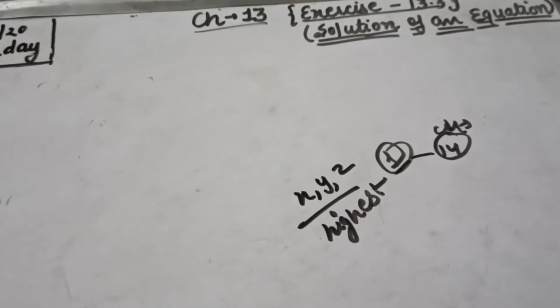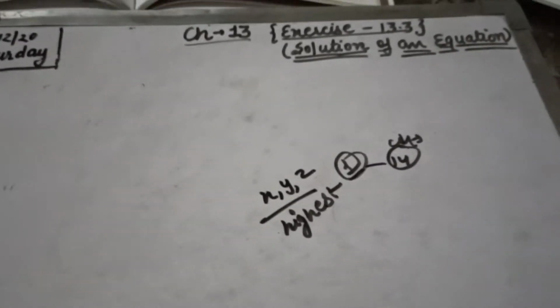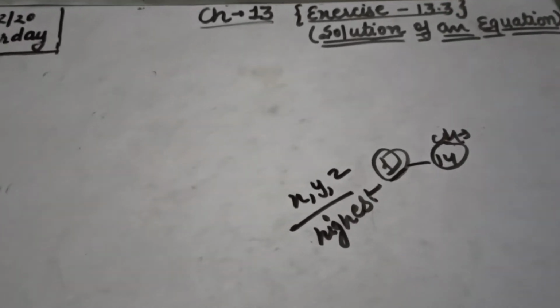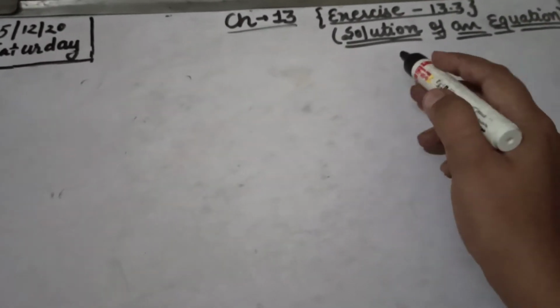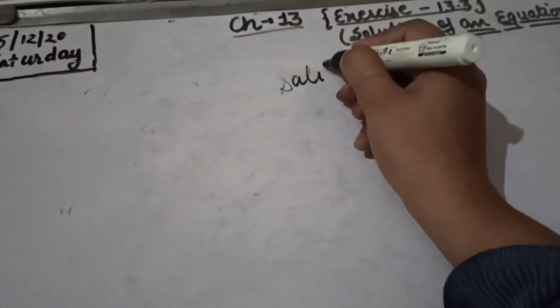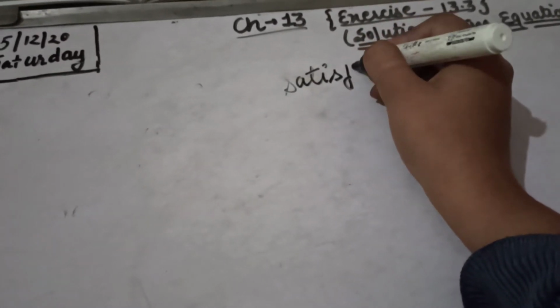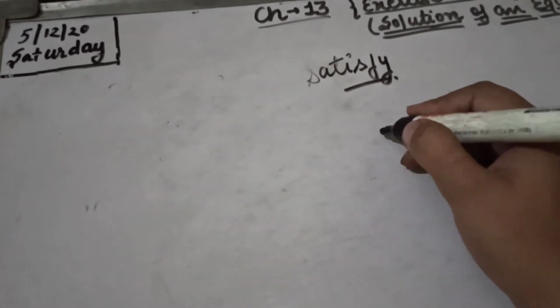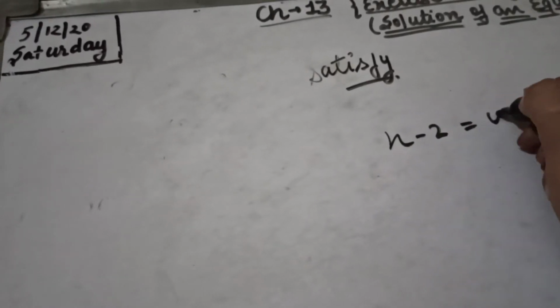So now come back to chapter 13. Yesterday we did the equations. Today we will study how to find the solution of the equations. Solution means the value of the variable. Everyone knows that in the equation a variable is also there. So the solution means the value of the variable which satisfies the given equation. Right? Like this, x minus 2 equals to 0.